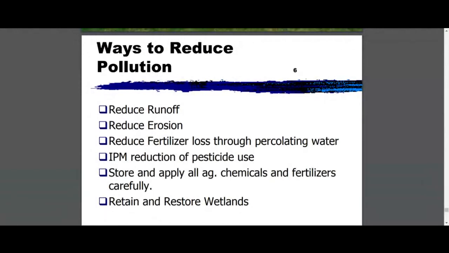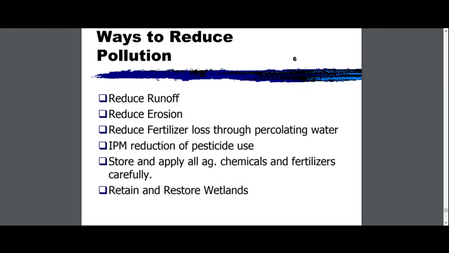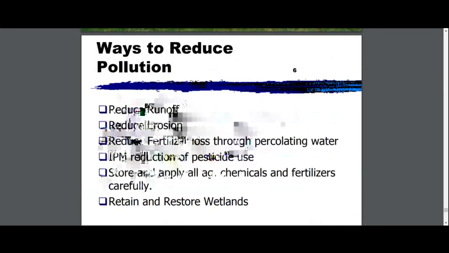So trying to reduce pollution, reducing runoff, which would reduce erosion, only fertilizing places where it's going to be taken up in the soil, not getting that fertilizer in a place where it's going to get in the water, using integrated pest management, pesticides, and storage. Storing your stuff in the right place is also important. That's the law. You can get in trouble for storing things wrong. And then retaining and restoring the wetland. So really trying to not get any of that sediment going into wetland areas.